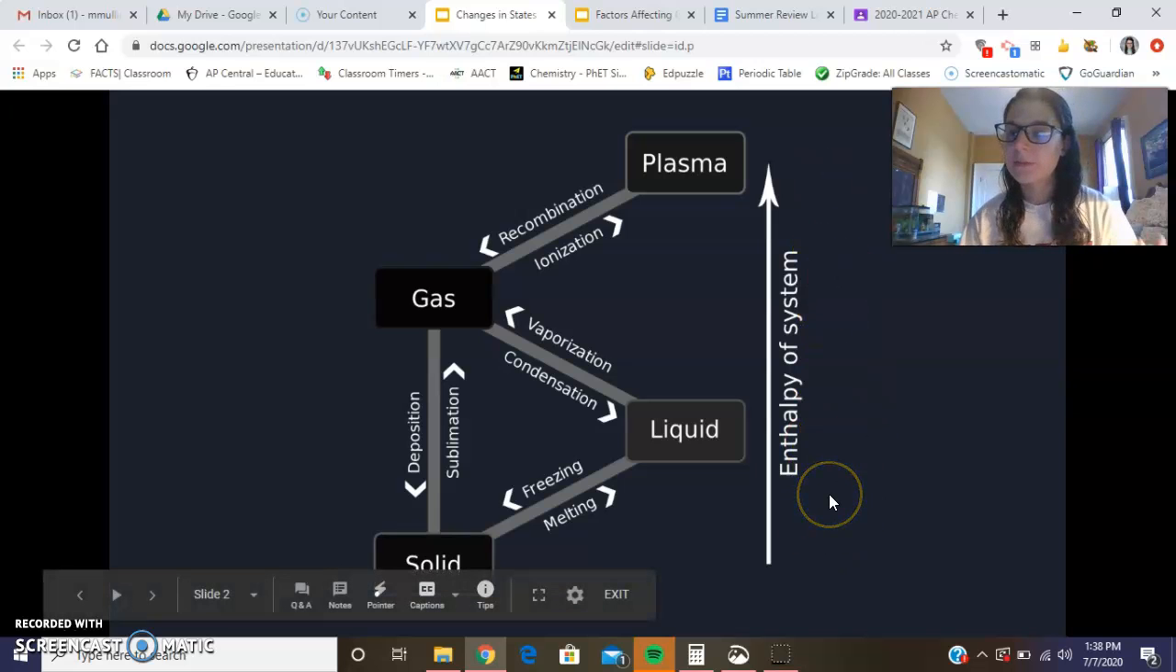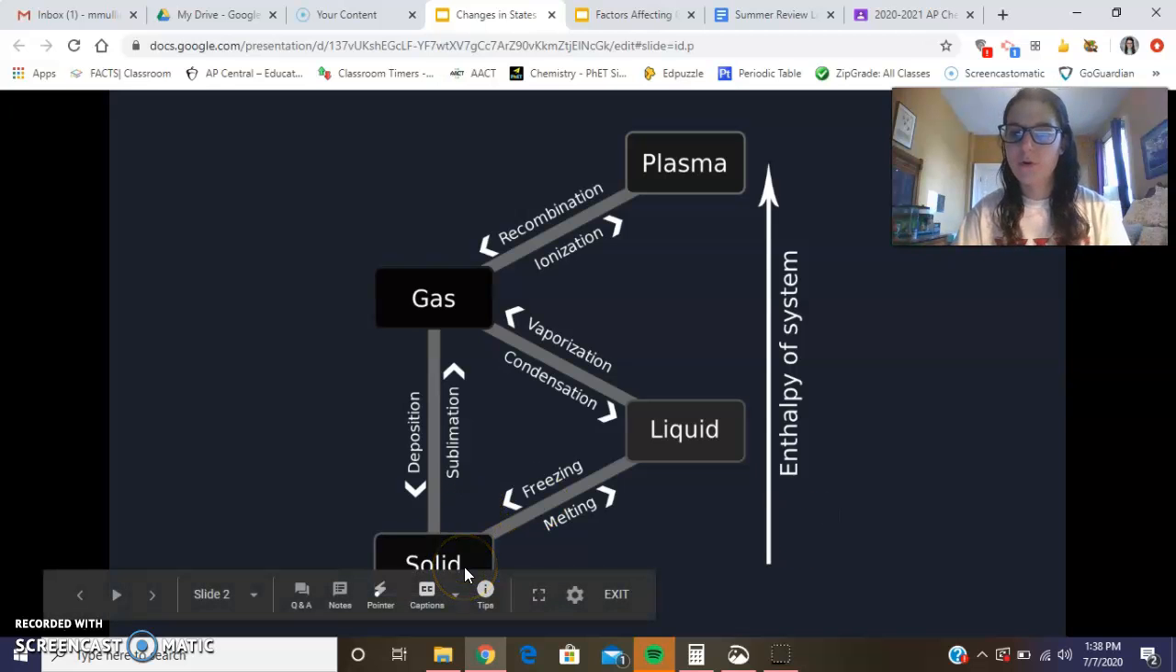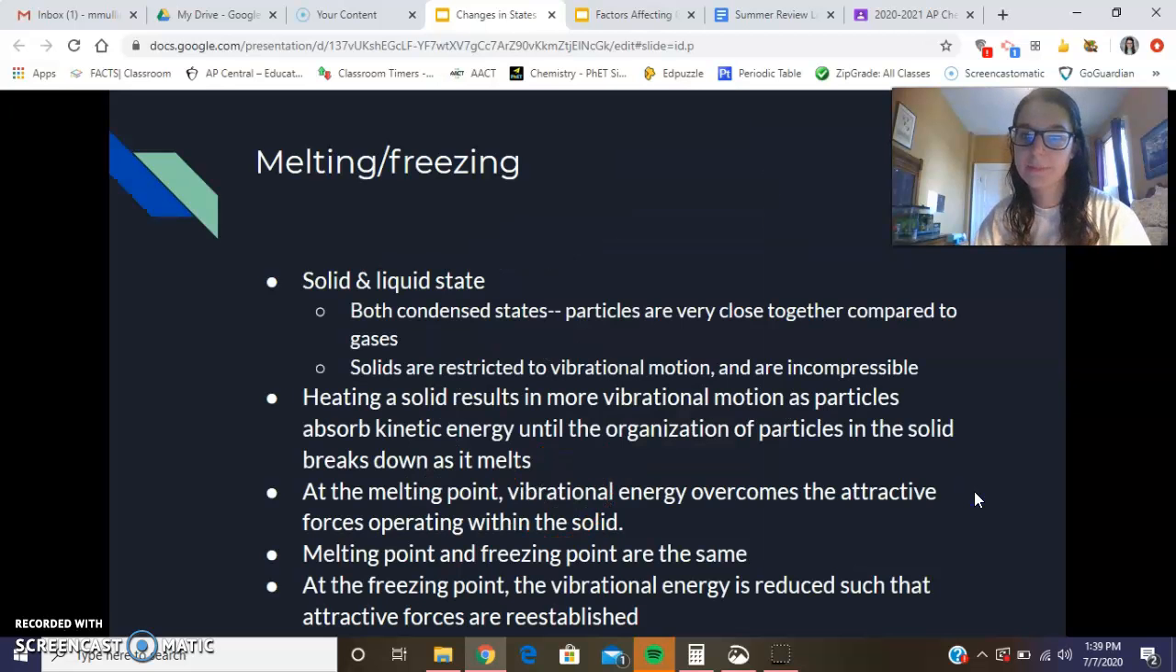Enthalpy of a system, you can think of it as energy or organization. A lot of times you'll talk about the order of a system. So solids are typically more ordered than gases. Order has to do with where the particles are, whether they are restricted to a certain area, things like that. First, we'll be talking about freezing and melting points, so the change between solid and liquid and vice versa.